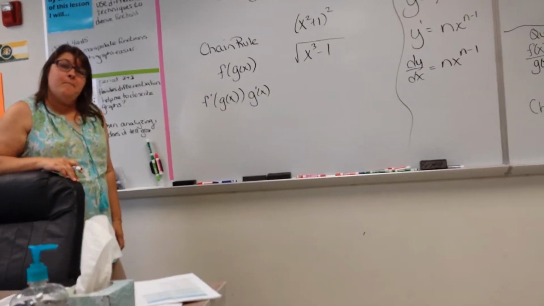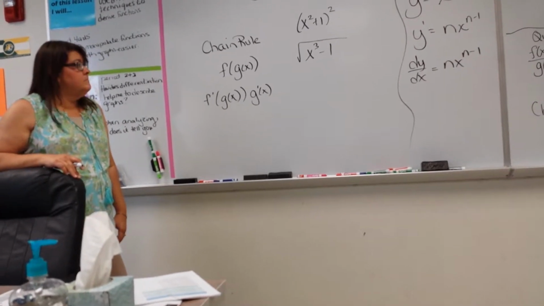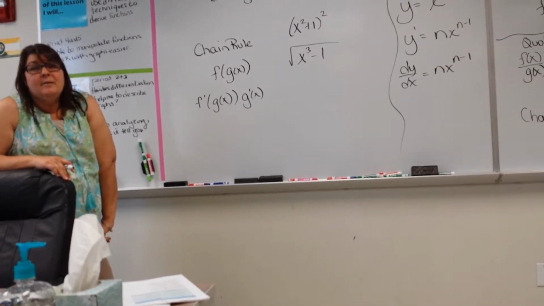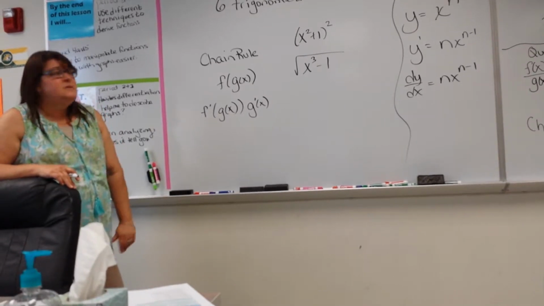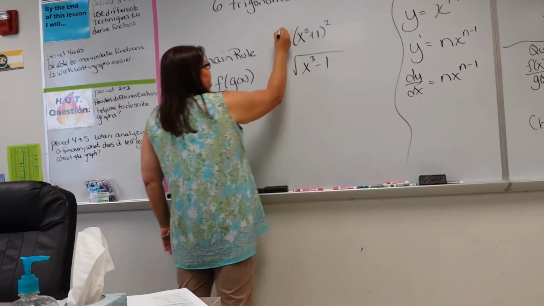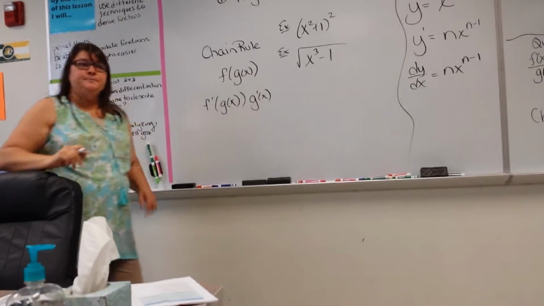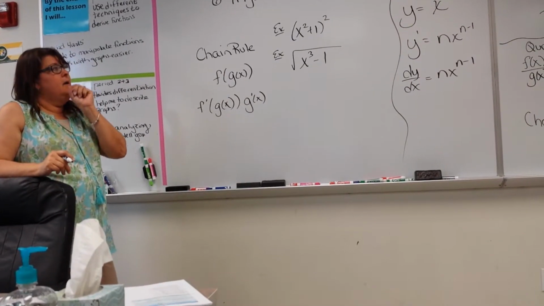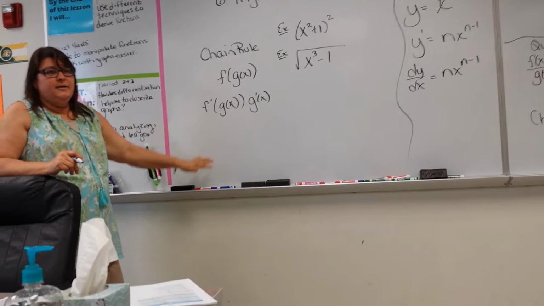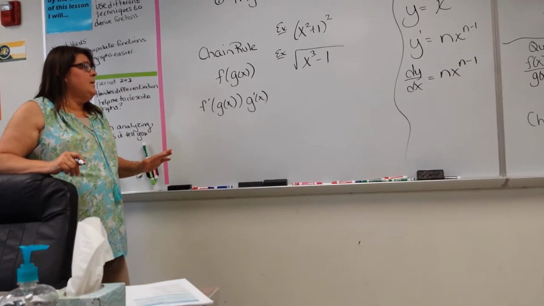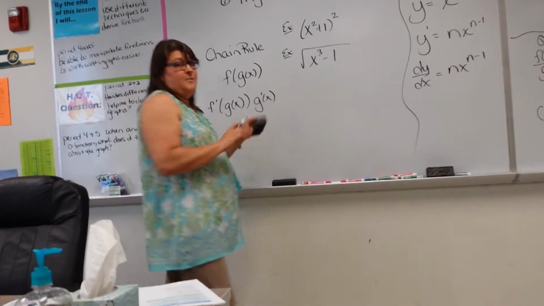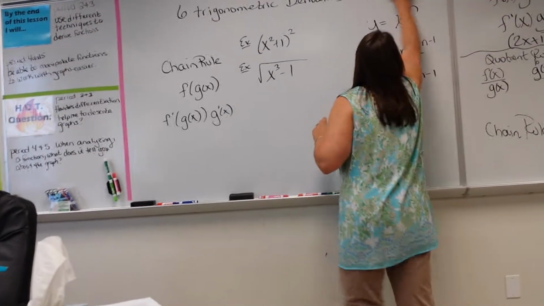Miss K, I'm just confused. Where did you get the square root of x cubed minus 1? I made it up. That's another problem. These are examples of what you could see when you use the chain rule. Are we good so far? Okay, so let's use these examples to do this problem.